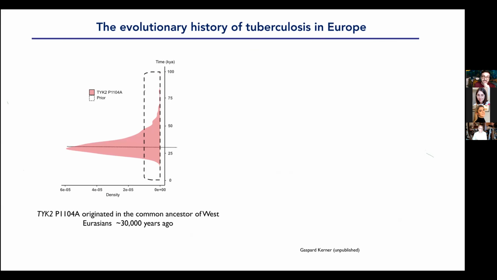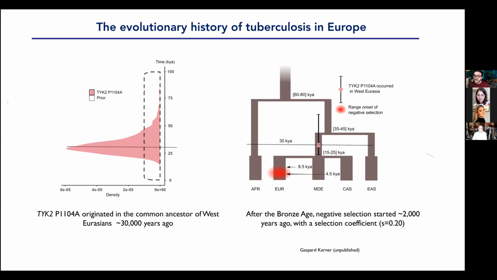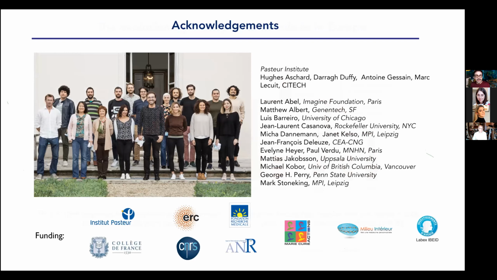What we found is that this mutation actually originated in West Eurasians, Europeans basically, 30,000 years ago. But most importantly, the mutation started to evolve under strong negative selection only in the last 2,000 years, with a selective coefficient among the strongest in the human genome, in that case negative. In other words, these studies suggest that tuberculosis has imposed a strong burden on European health in the last 2 millennia. And with that, I would like to thank the people of my lab, our collaborators, funding agencies, and you for your attention.